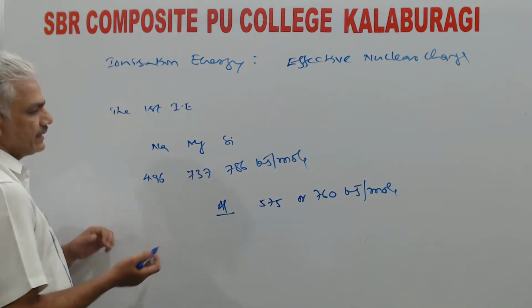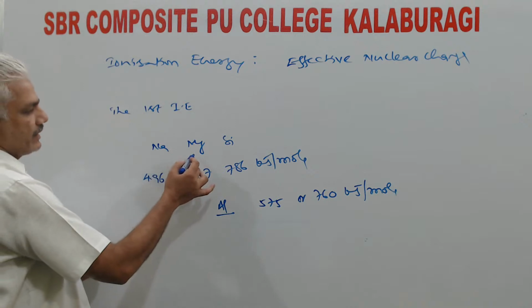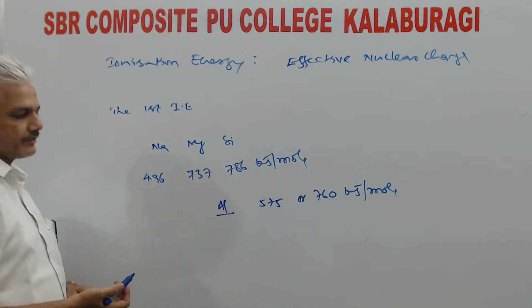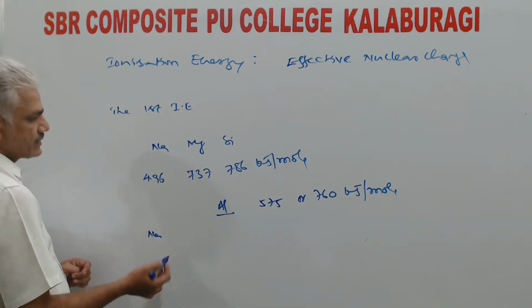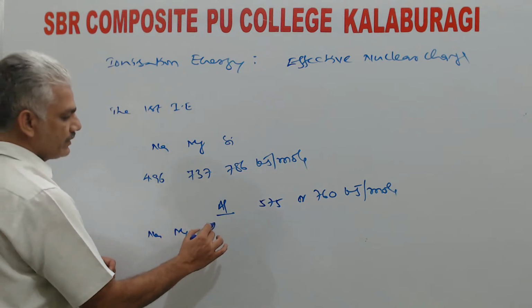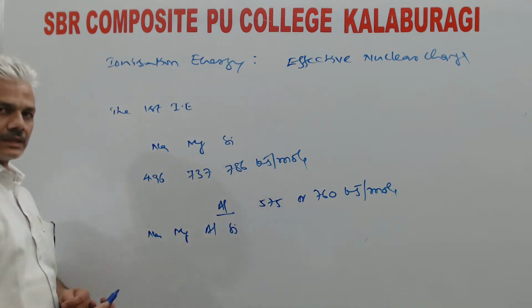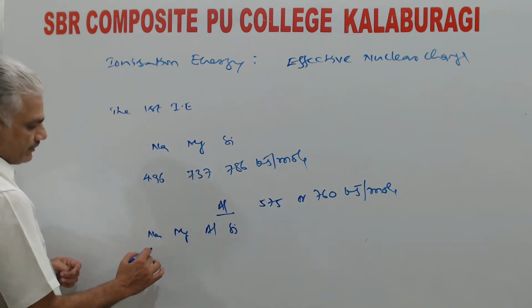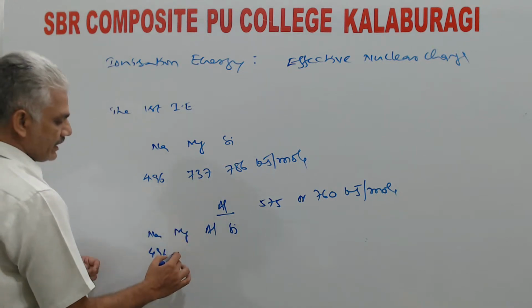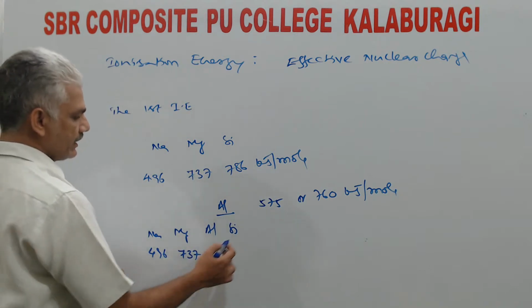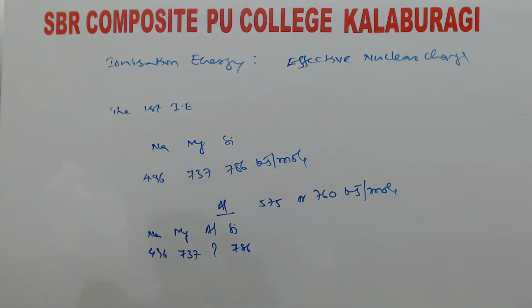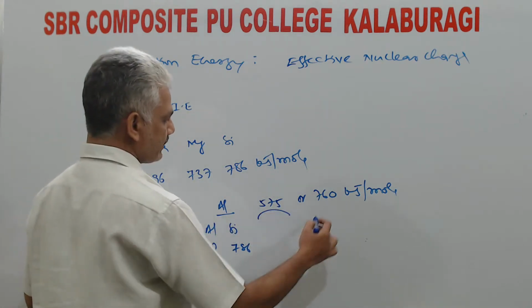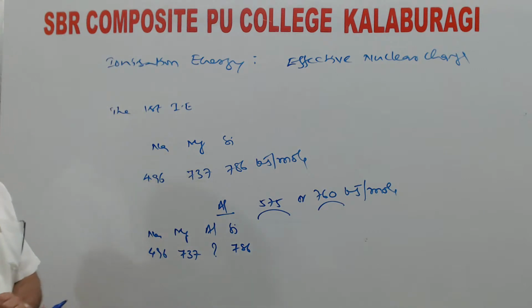Here, we have to see the relative positions. Sodium, magnesium, silicon, and aluminum belong to the same period, that is third period. Group wise, if you see, sodium followed by magnesium followed by aluminum and then silicon. Sodium value is given as 496, magnesium is 737, silicon is 786. Now, what is the first ionization energy of aluminum? Will it be nearer to 575 or nearer to 760?